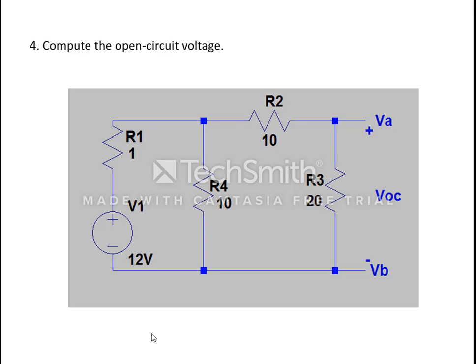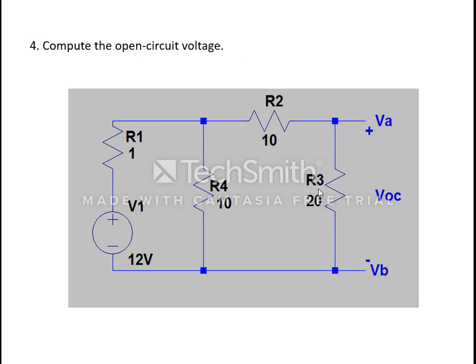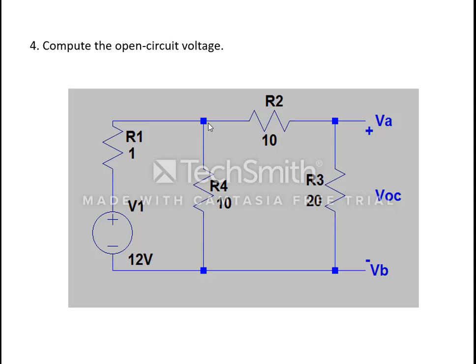In this question, they asked to compute the open circuit voltage, that is VA. This is open circuit, it's open. In this we have one voltage source and four resistors. Again, same as usual, we should use the KCL rule. And this 12, we assume this as V1 and this is VA.